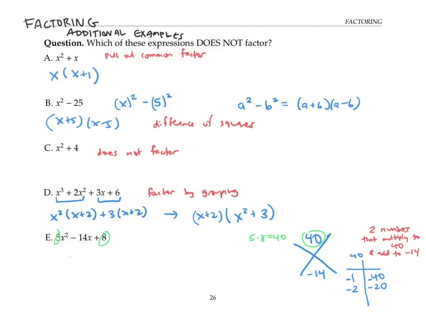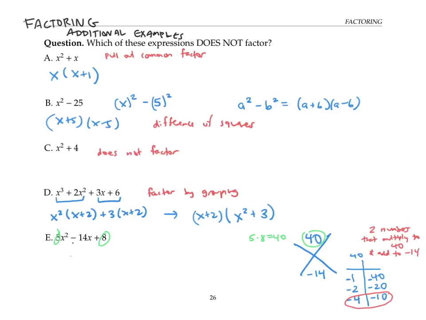That doesn't work. Next one that divides 40 would be 4. So I'll try negative 4 and negative 10. Aha, we have a winner. So negative 4 plus negative 10 is negative 14. Negative 4 times negative 10 is positive 40. We've got it. All right, so the next step is to use factoring by grouping.